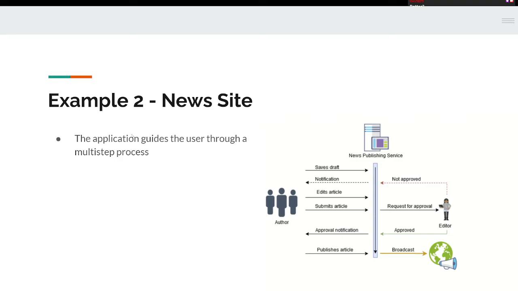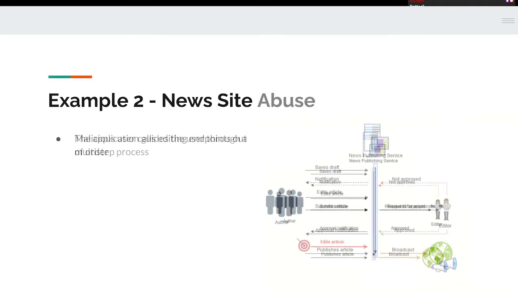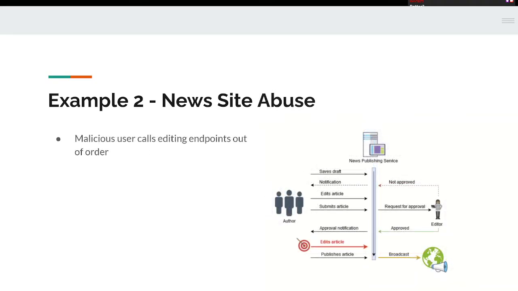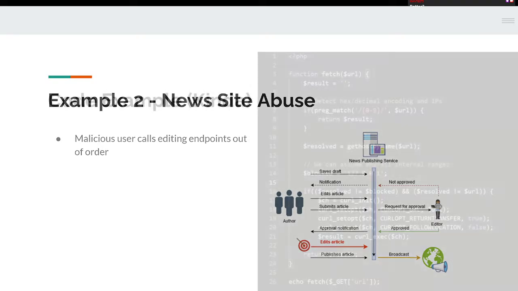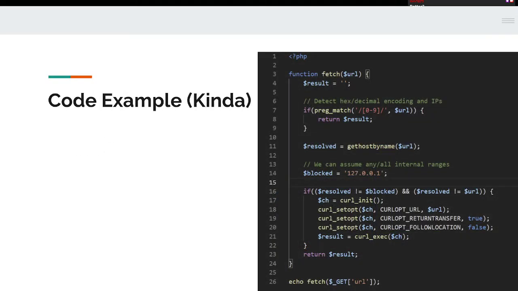The application will guide you through. So for example, you save a draft, you send it off for approval, you get it back when it's approved, and then you publish it to the site. But what happens when you save a draft, you request approval, but then you edit it afterwards? Can you publish an article that's not fit for purpose? I don't know, you'd have to test it. But it's that sort of logic that you'd have to test.